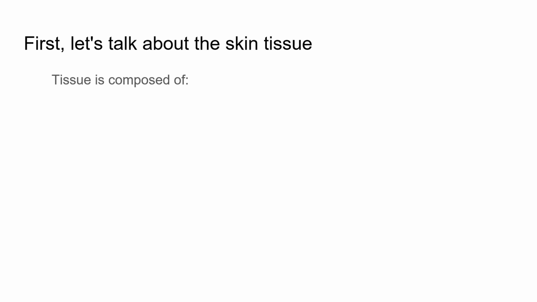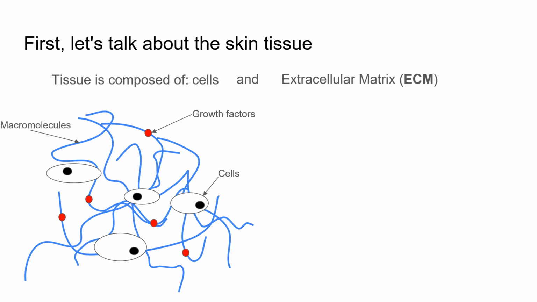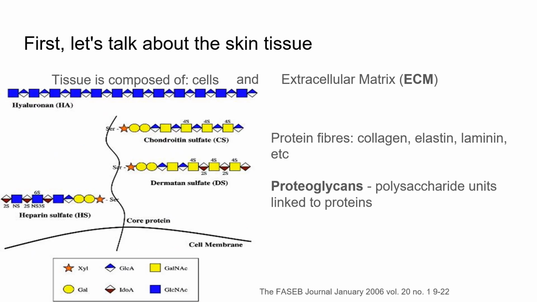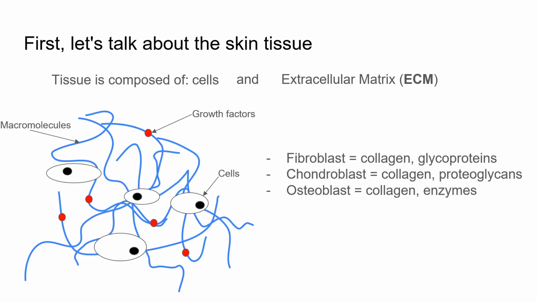Skin tissue is comprised of many different types of cells, however much of its volume is what's called the extracellular matrix, or the ECM. It's a collection of protein fibers such as collagen, elastin, and others in a proteoglycan gel. This creates a mesh network close to cells. Its structure is secreted mainly by fibroblasts, however chondroblasts and osteoblasts also secrete ECM components.